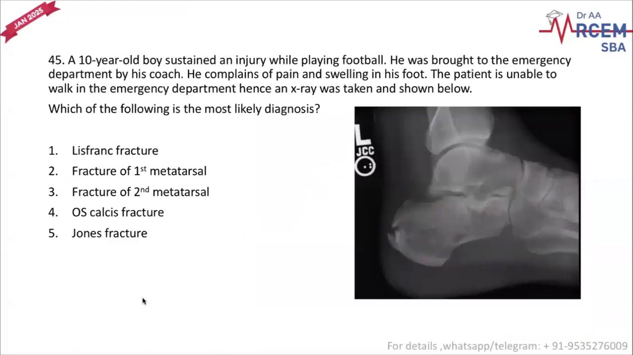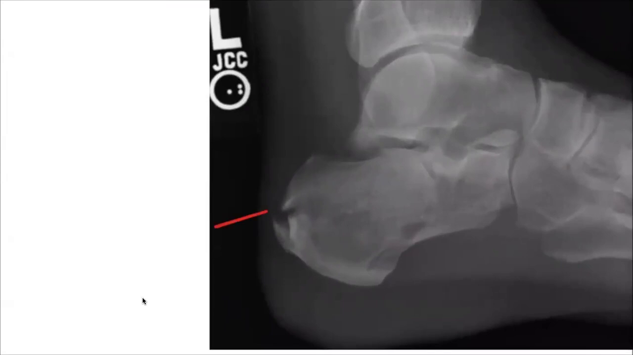A 10-year-old boy sustained an injury while playing football. He was brought to the emergency department by his coach. He complains of pain and swelling in the foot, and the patient is unable to walk. An X-ray is taken and shown here. What does the X-ray say? There is a fracture here.